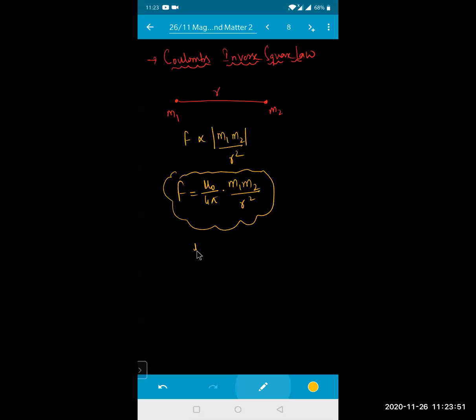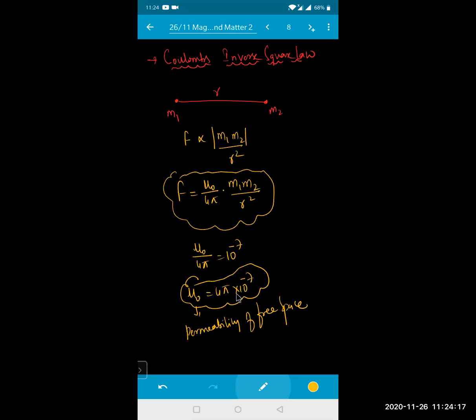Okay, what value do we take for mu naught by 4 pi? Mu naught by 4 pi value is equal to 10 to the power of -7, and the mu naught value is 4 pi into 10 to the power of -7. The unit of that is Newton per ampere. Mu naught is known as what? Permeability. It is known as the permeability of free space. That means that which allows the magnetic lines of force to pass through is known as permeability. Mu naught value is 4 pi into 10 to the power of -7.